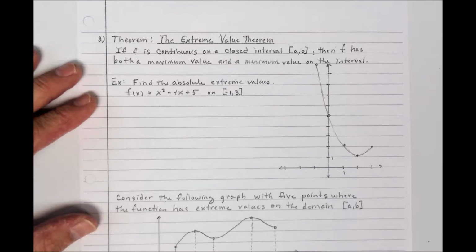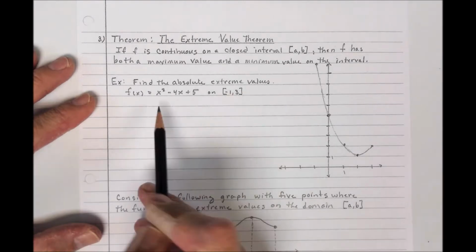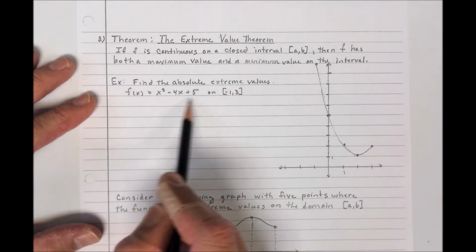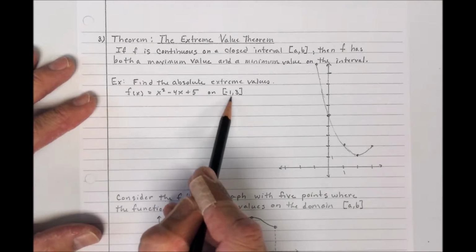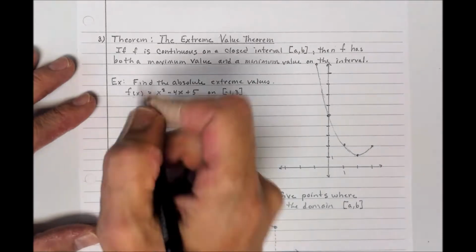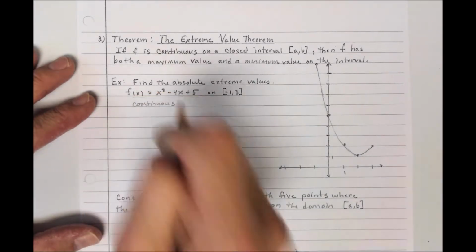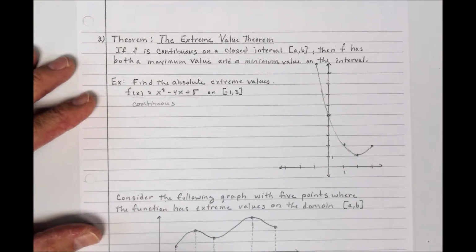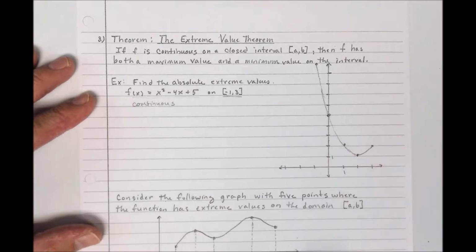So I have an example, and I went ahead and graphed this. It says find the absolute extreme values of f of x equals x squared minus 4x plus 5, a parabola, on the closed interval from -1 to 3. Now, because it's a polynomial function, I know it's continuous. All polynomial functions are continuous. So that part is met. And I have a closed interval from -1 to 3.